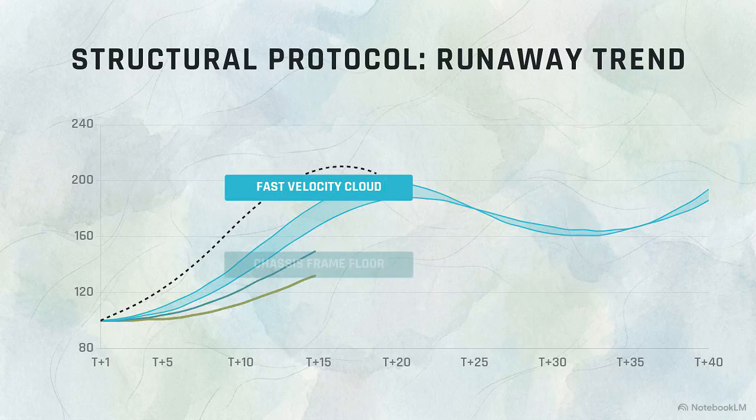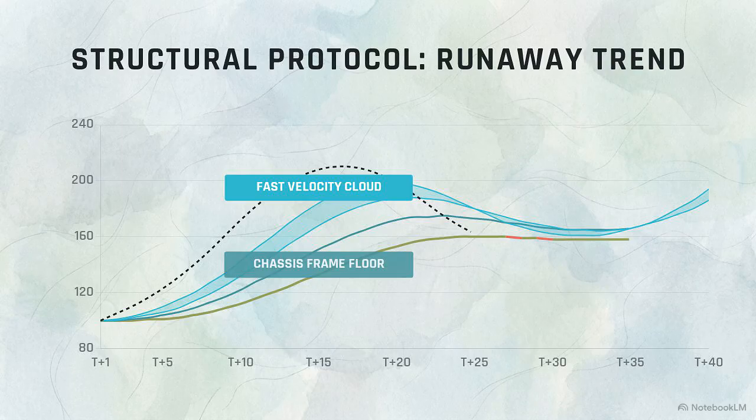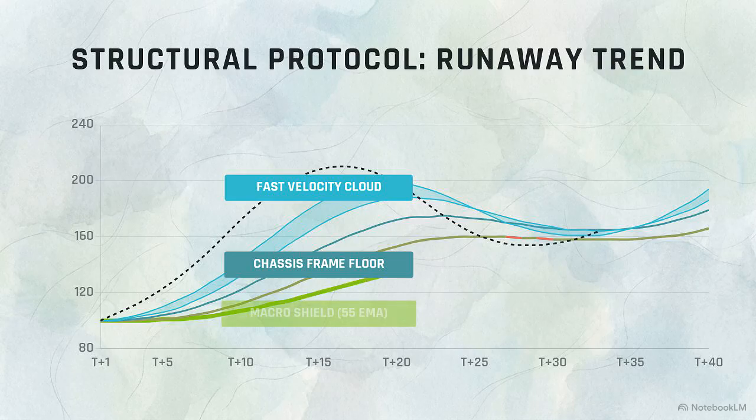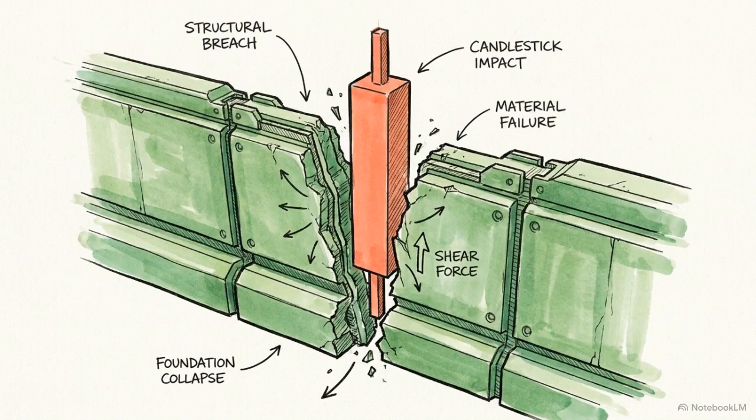Below the velocity cloud sits the chassis frame floor, including the 21 EMA baseline and the 34 EMA intermediate anchor. The system tracks the 34 EMA slope, routing a soft green color when sloping upward and shifting to soft red when turning downward. The final layer is the 55 EMA macro shield. This serves as the trend's armor plating and its primary boundary line. This engine block enforces a rigid operational law. A solid structural breach of the 55 EMA mathematically invalidates the macro trend.